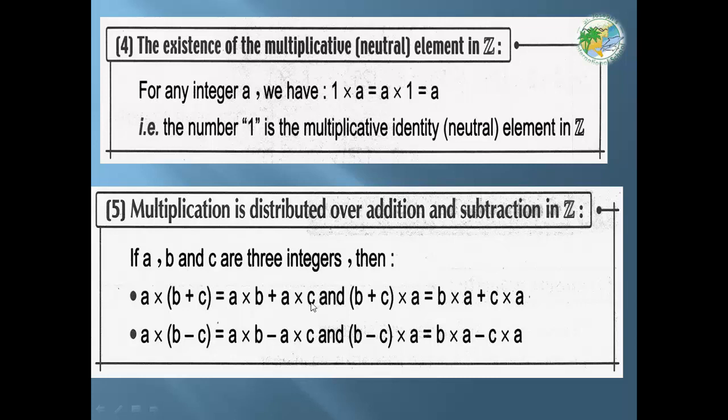If anyone can answer ما هو commutative, يعني for example أحمد say miss I can write A times B plus A times C the same. A times (B minus C) distribute, A times B minus A times C, and (B minus C) times A equal B times A minus C times A.